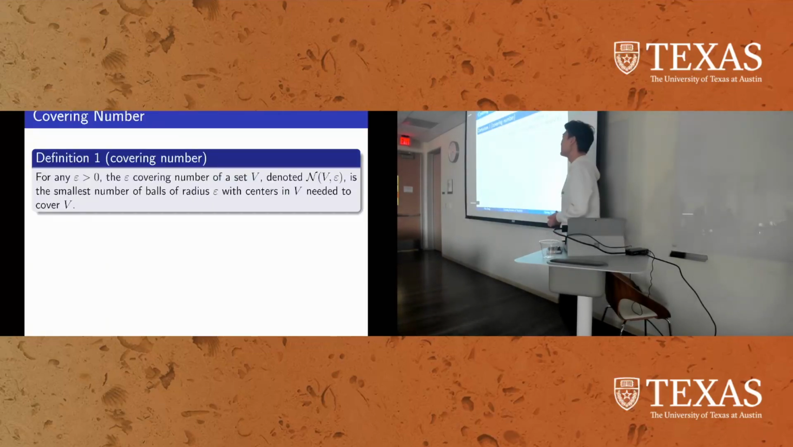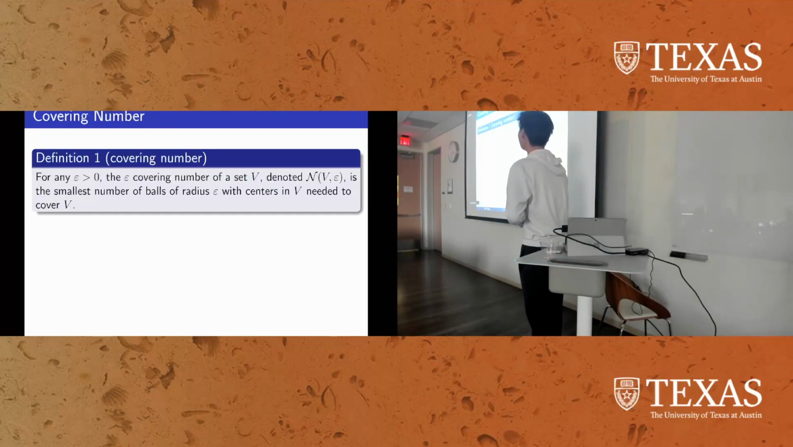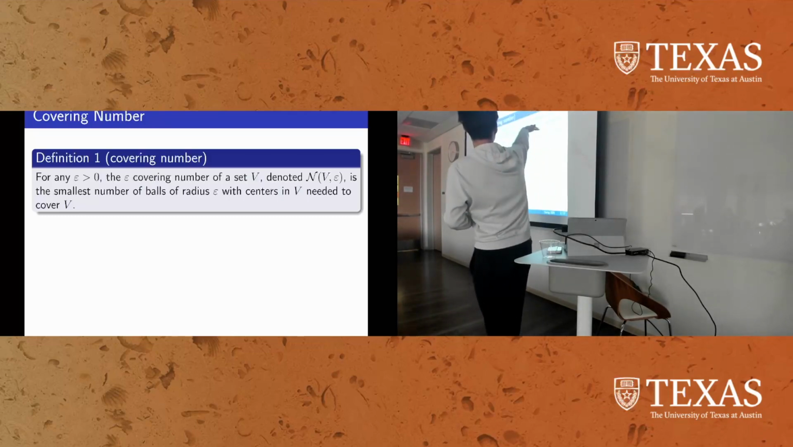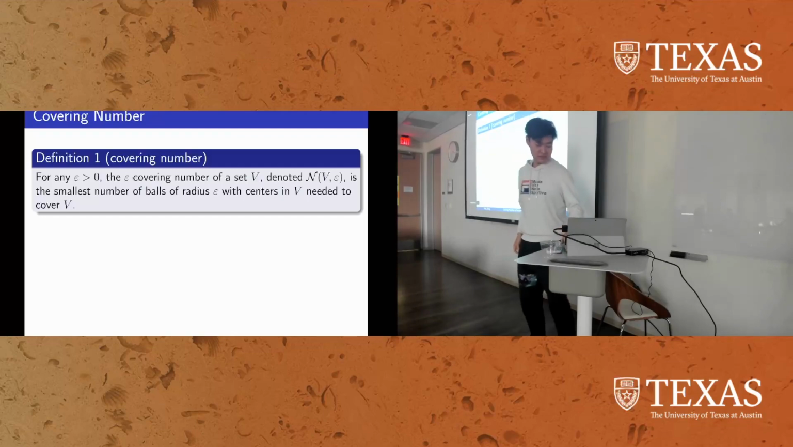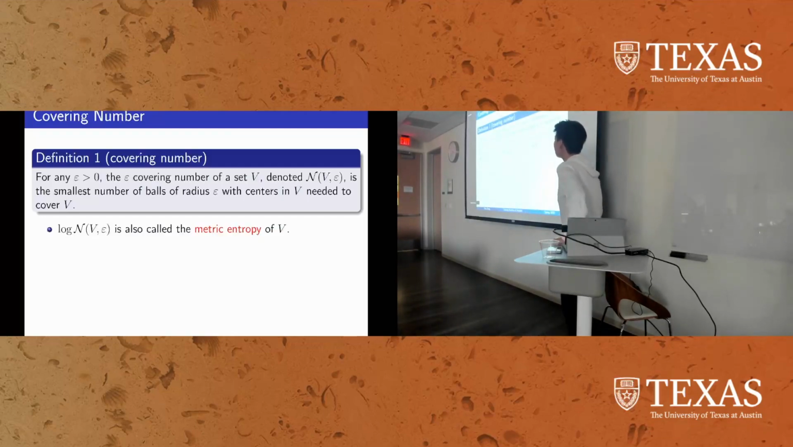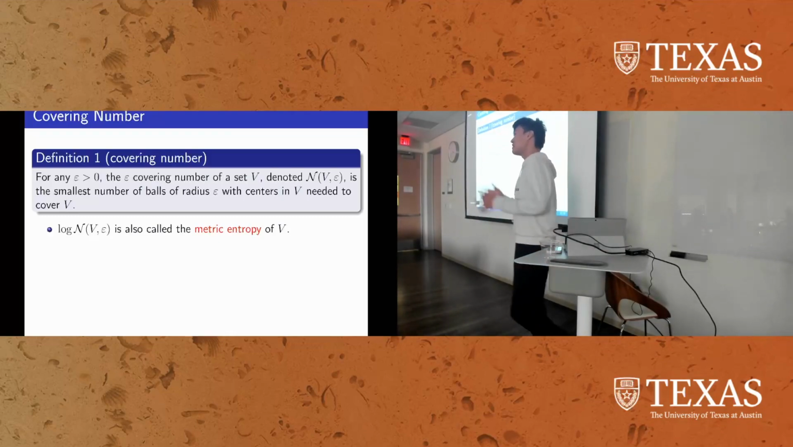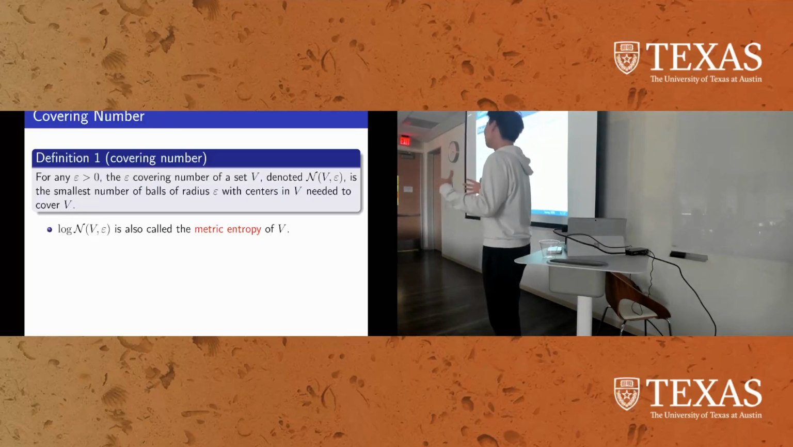Right, so covering number is a very simple notion. Given a set V, the covering number associated with a parameter epsilon greater than 0 is simply how many balls of radius epsilon are needed to cover my set V. The smallest number of balls is denoted by N_V(epsilon). If you take a logarithm of this number, it's sometimes called metric entropy, and it has deeper connections to other fields. But one way to understand this number is that it describes how large your set is, what the intrinsic dimension of the set is, and also how curved and how nonlinear this set is.